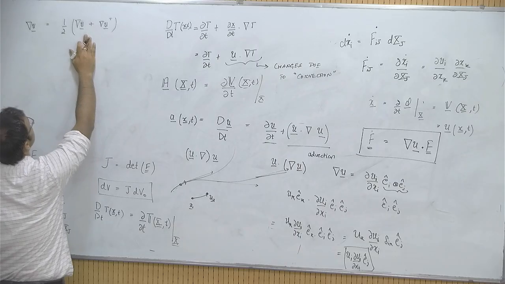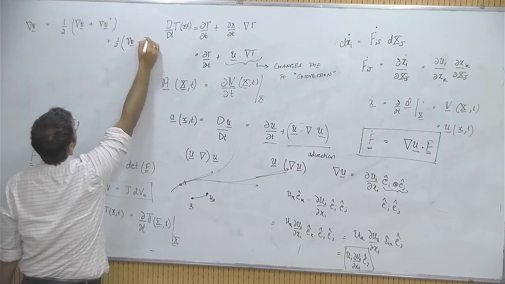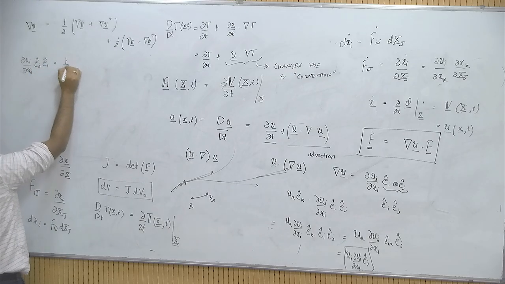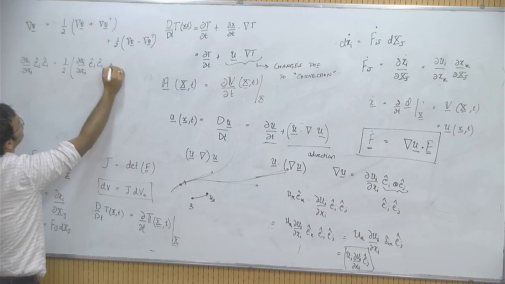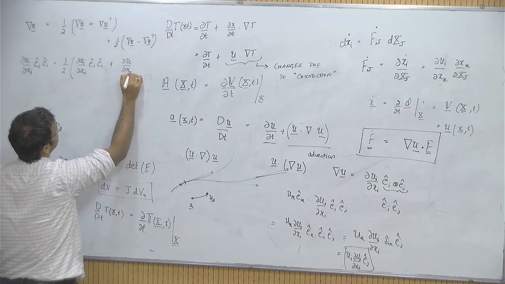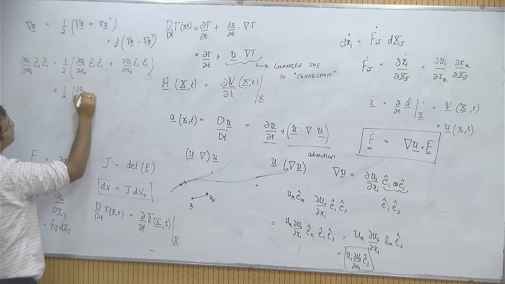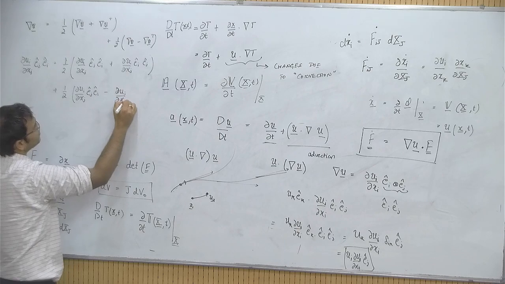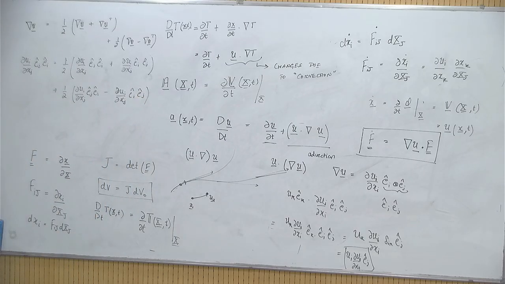So if you write this in index notation, it will look something like del ui over del xj e hat j e hat i is half of del ui over del xj e hat j e hat i plus del ui over del xj e hat i e hat j, and then plus half of the same things with a minus sign. That's what transpose does.